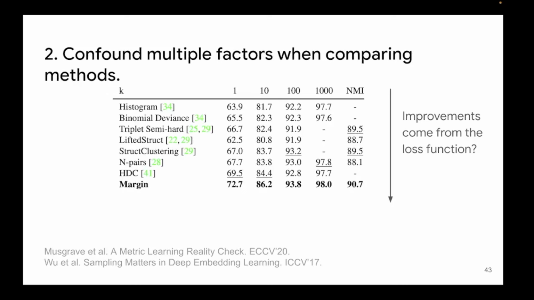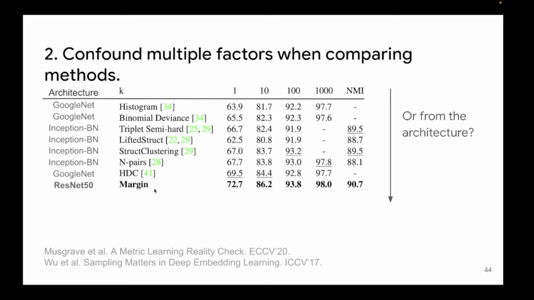And also, you can confound multiple factors when comparing methods. So these are, again, metric learning papers. If you look at the results, it's improving over time. But one of the main points that this paper, the metric learning reality check, came up with was that over time, it's not just the loss functions, but also the architecture that changed. Right? And people actually don't talk too much about the underlying architecture. But most of the improvement in performance is often attributed to architecture itself. Right? ResNet is obviously much better than the rest of the architectures here.